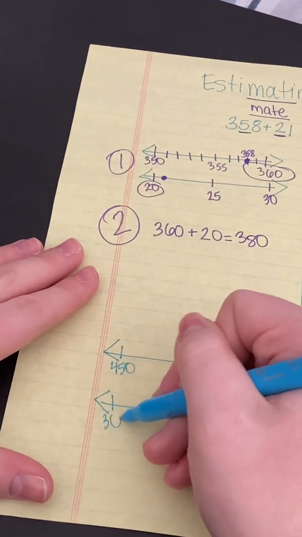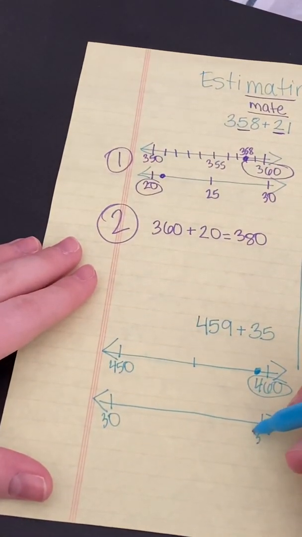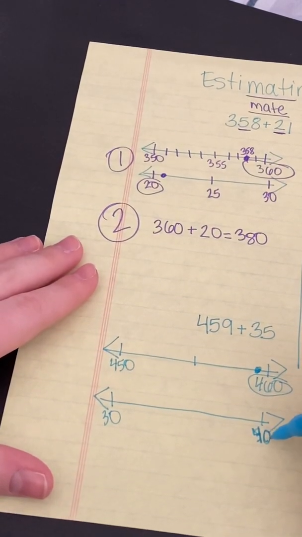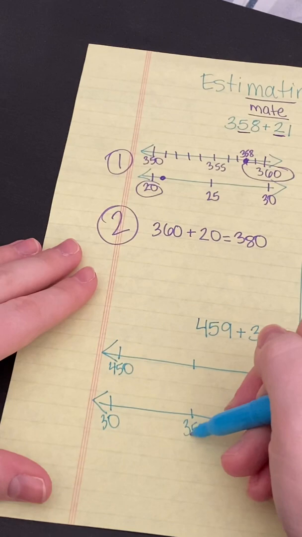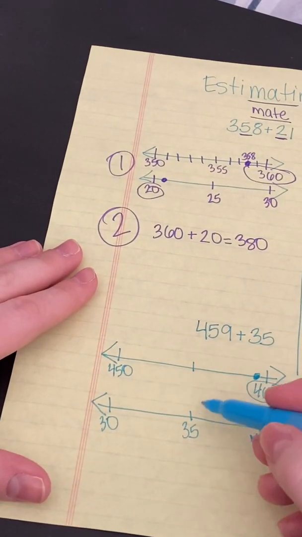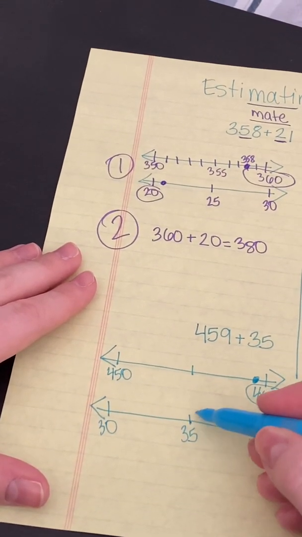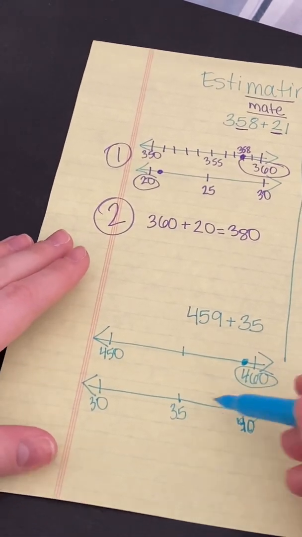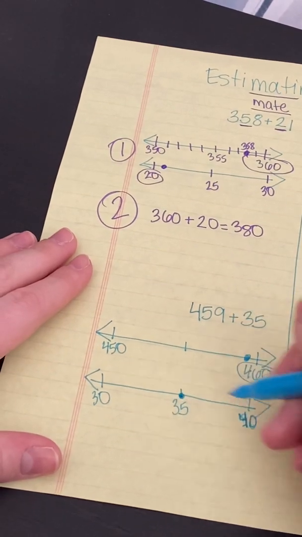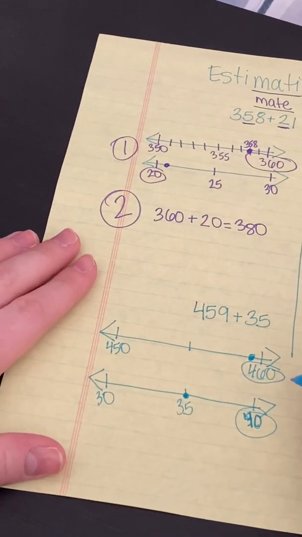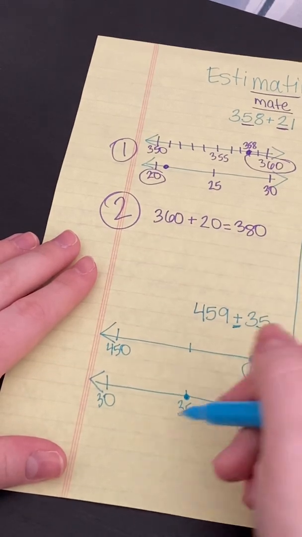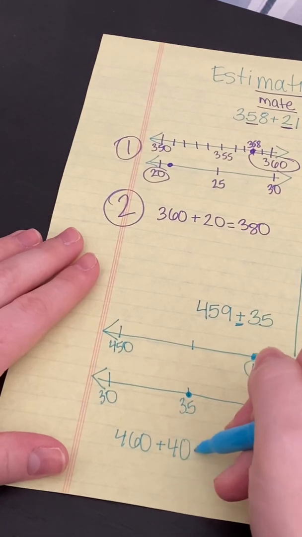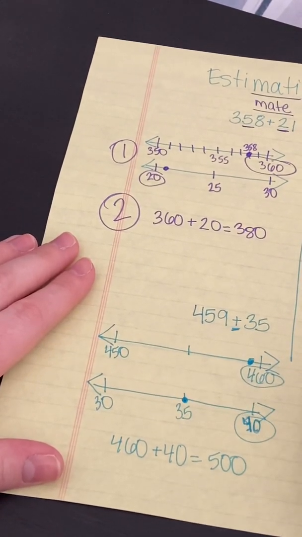And then 35 has 3 tens, which is 30. And then 1 more 10 is 40. And right in the middle happens to be 35. And when we are rounding and we find a number that's right in the middle, we are going to take that number to the next 10 or the next 100, depending on what place value we are rounding to. So 35 rounded to the next 10 is 40. So I'm going to circle 40. And now, since this is an addition problem, I am going to add these two numbers together. So 460 plus 40 is 500.